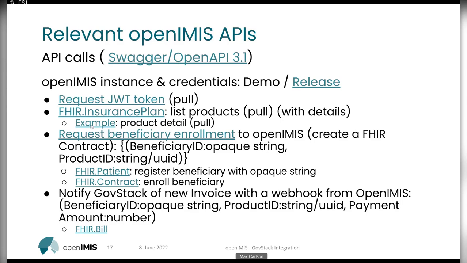And then here will just be a single callback, as I mentioned. So what we'll end up with is a really nice simple API that allows you to get a list of products, and then request a beneficiary enrollment, and then be notified when a beneficiary should be paid.